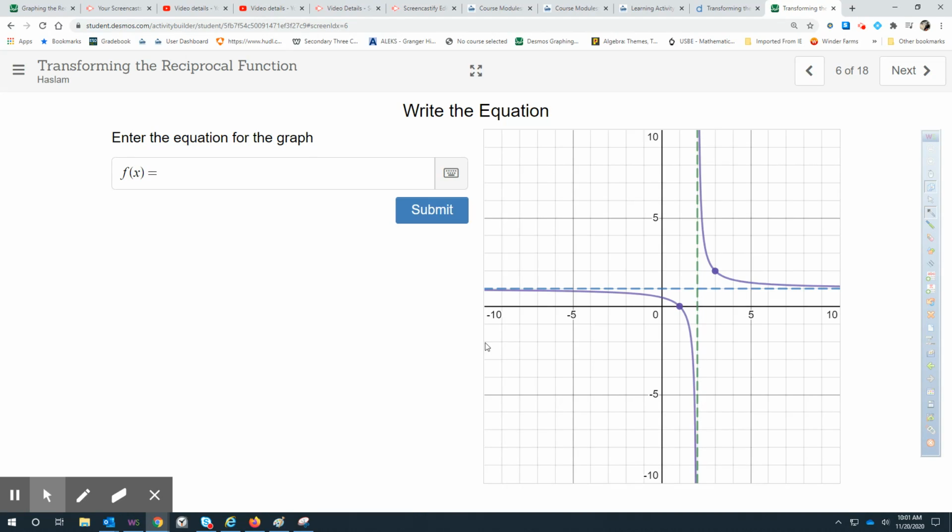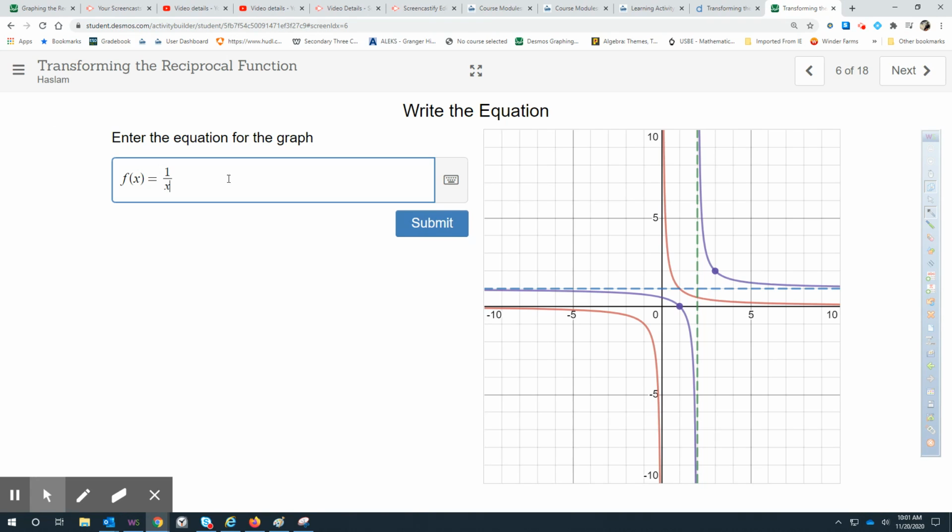So the first one I want to talk about is this one. They want us to write the equation for this graph pictured over here. Now it's basically the graph of 1 over x, but it's been moved. And you can see it's been moved over 2 and up 1 from where it normally is, because normally these asymptotes are right on the xy axis. Okay, so this is a transformation of the graph of 1 over x.